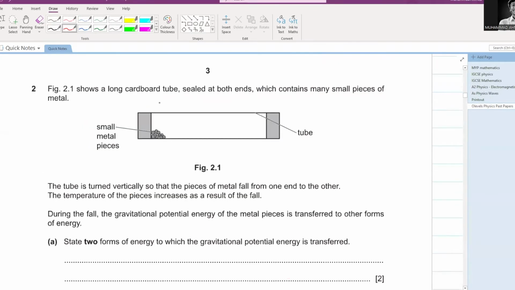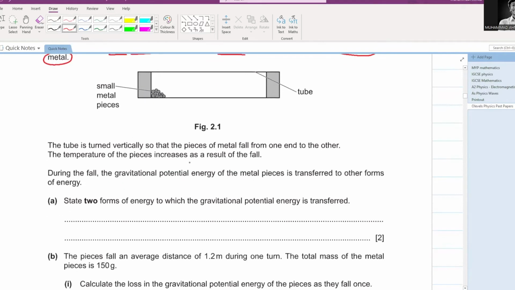Let's move on to the next question, beta. Figure 2.1 shows a long cardboard tube sealed at both ends, which contains many small pieces of metal. The tube is turned vertically so that the pieces of metal fall from one end to the other. The temperature of the pieces increases as a result of the fall.